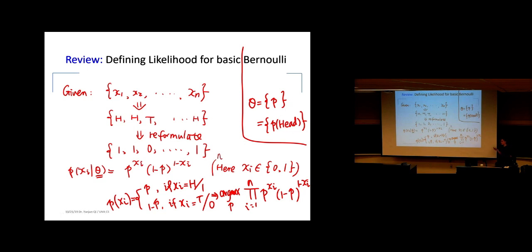So this is basic Bernoulli, right? Basic Bernoulli. It's a constant parameter. So here p is a constant.